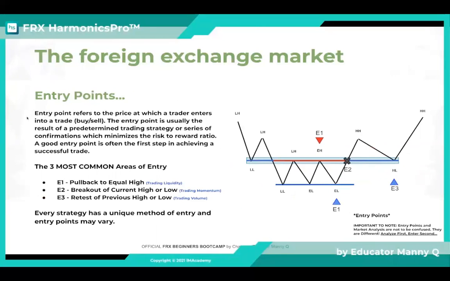Entry points refer to the price at which a trader enters into a trade, whether a buy or sell. The entry point is usually the result of a predetermined trading strategy or a series of confirmations which minimizes the risk to reward ratio. A good entry point is often the first step in achieving a successful trade.